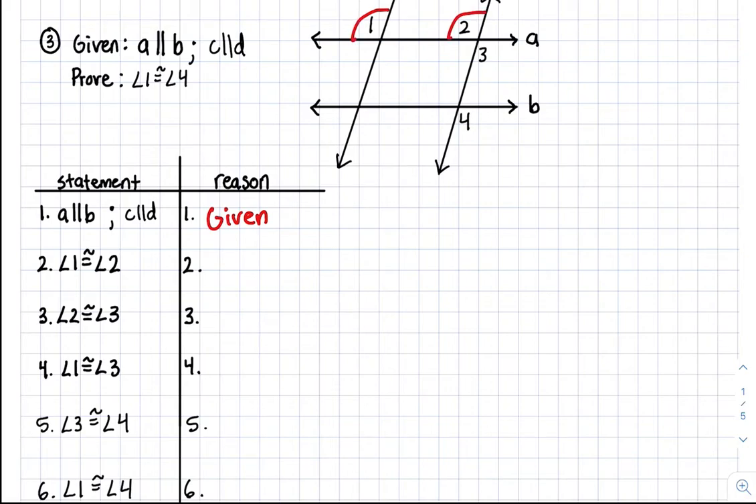So let me just mark these to just look. Angle 1 is congruent to angle 2 because if you guys look at where angle 1 and angle 2 are, those are corresponding angles. And you guys know corresponding angles are congruent. Okay, now let's look at the next line. The next line says angle 2 is congruent to angle 3. Why? Well, if you guys look at those angle relationships, angle 2 and angle 3, they are vertical angles. And you guys know vertical angles are congruent.